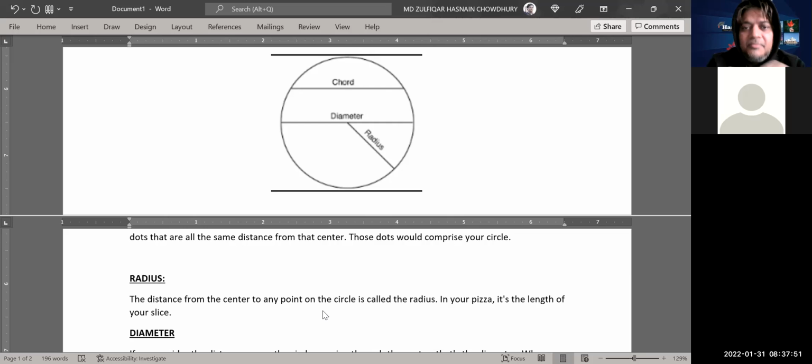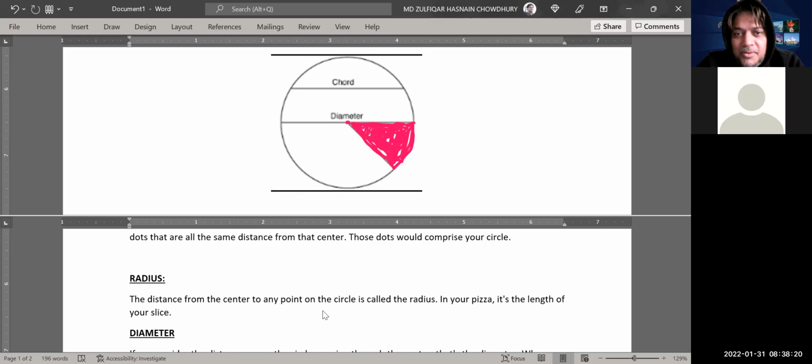Suppose, what is the shape of a pizza? A circle. Okay. Suppose this is your pizza, and this is the center of your pizza, and there are two radii. You cut the pizza at this size from the center. So it's a pizza slice.